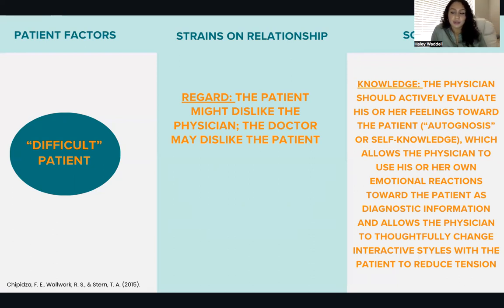So maybe some solutions to make the best out of this relationship is the physician should actively evaluate their own feelings towards the patient, self-reflect, which allows the physician or provider to use his or her own emotional reactions toward the patient as diagnostic information, and allows the physician to thoughtfully change the interactive styles with the patient to reduce tension. So, you can't change other people, but you can change your reaction, how you react to them. You can change yourself. You can change how you address the situation.